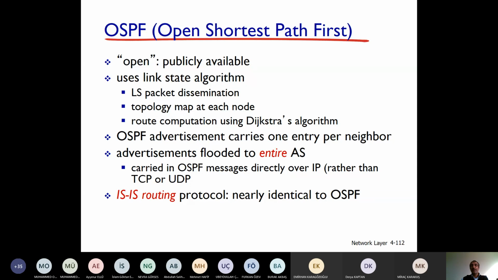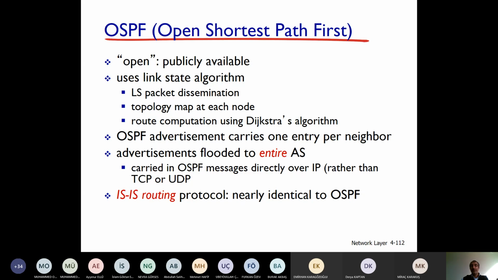So in this case, in the link state algorithm, remember the LS packets are disseminated, and we have the complete network topology in each node, and the routes, the paths are computed using the Dijkstra algorithm that we just learned in the previous lecture. And another important point is that OSPF advertisements carry one entry per neighbor, and the advertisements are flooded to the entire, the whole AS.